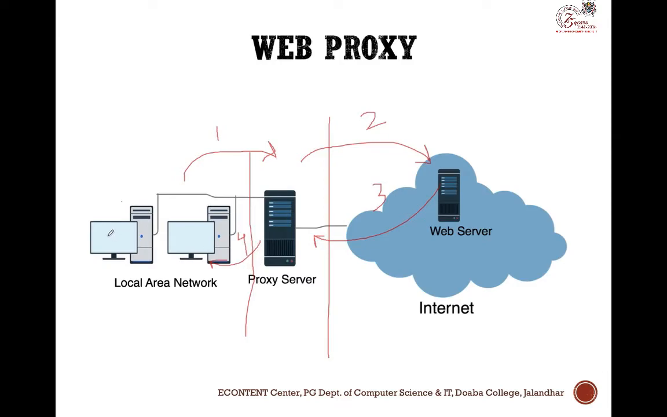Now suppose next time the second computer requests the same resource that was requested by computer number 1. It will send the request to the proxy server. Now instead of going to the internet again, because the resource is available in its local memory, the proxy server will reply to the client. This will basically enhance your web services. So this type of proxy server which stores the web responses in its local memory is called web proxy.